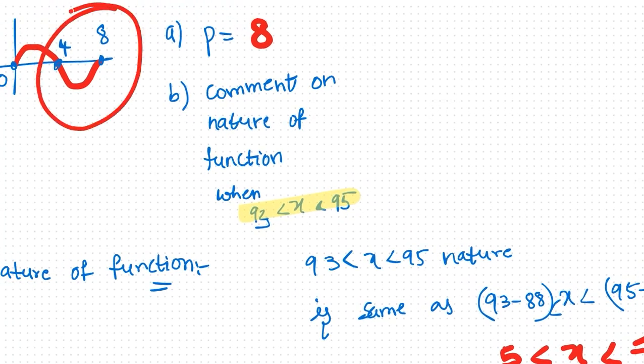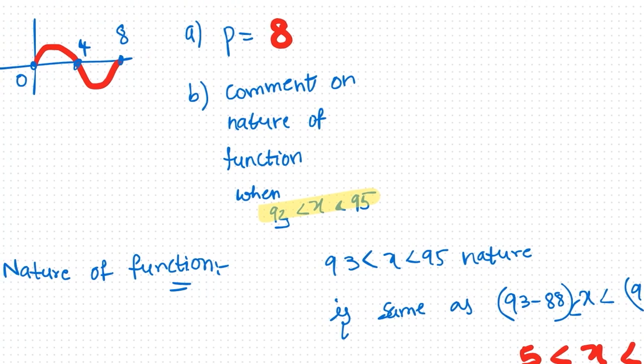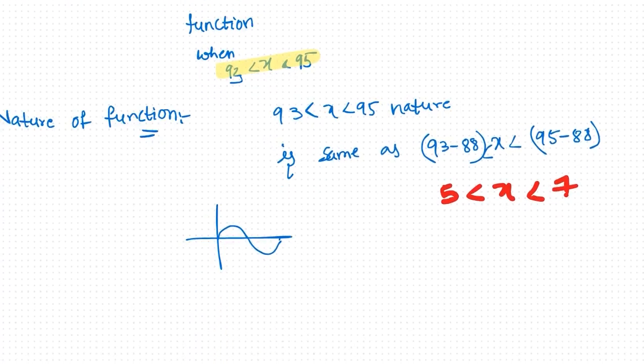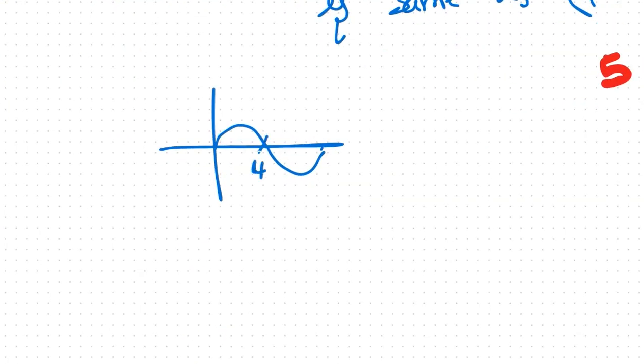So in this original question, 5 is something. Where is 5 actually? It's slightly after the 4, so you can see that it's below the x-axis. Okay, I'm drawing it here. So 4 is here, 8 is here. So 5 will be here, 7 will be here.